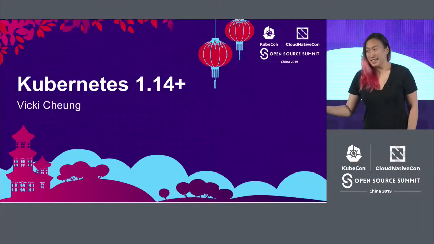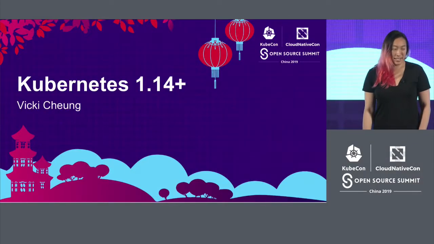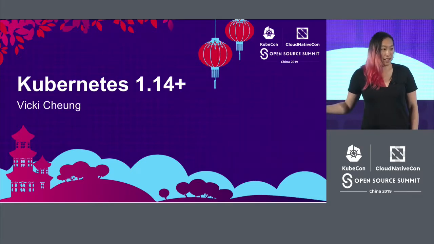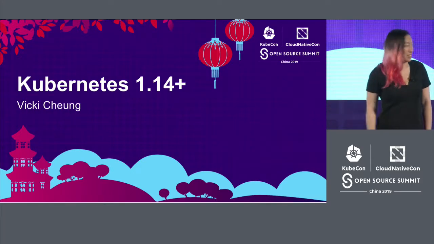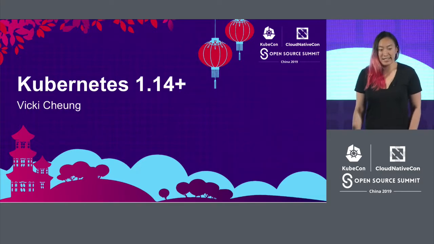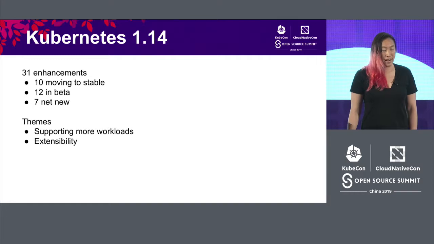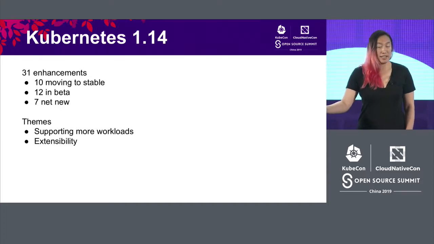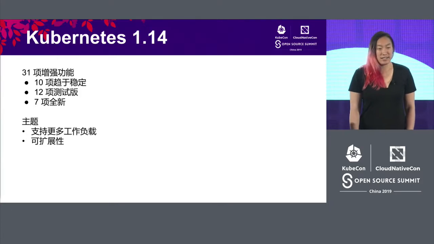The community is amazing. And with that, I'd like to talk about some of the work that our contributors have been working on for the newer releases. So let me do a couple of highlights from Kubernetes 1.14. Kubernetes 1.14 came with 31 enhancements, with a big focus on supporting new workloads and making Kubernetes extensible. There's a huge focus also on moving features to stability.